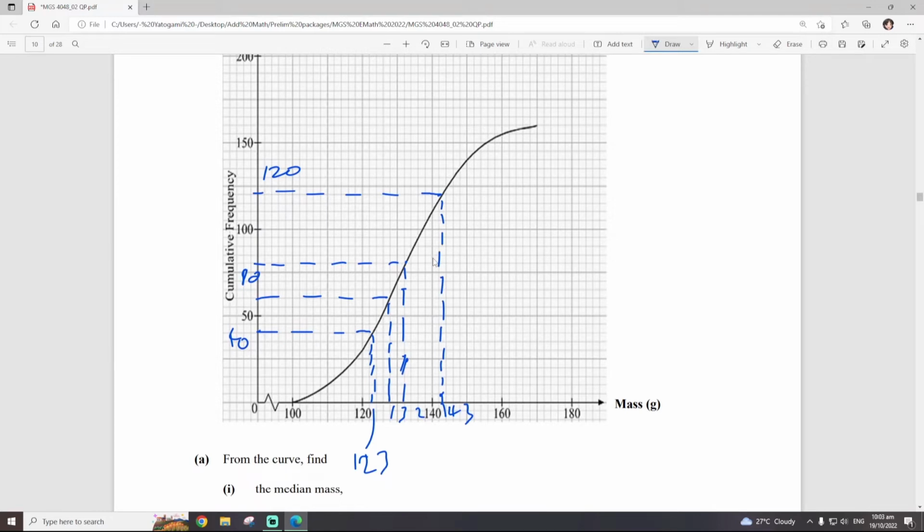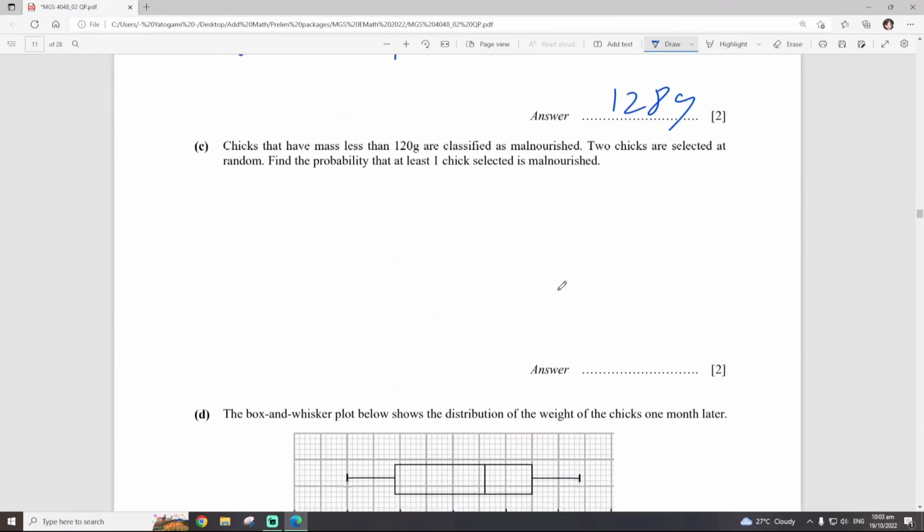So less than 120, we see that if we want 120, it corresponds to 30 chicks being malnourished. So 30 chicks are malnourished. So we take 1 minus the complement, that both of them are not malnourished.